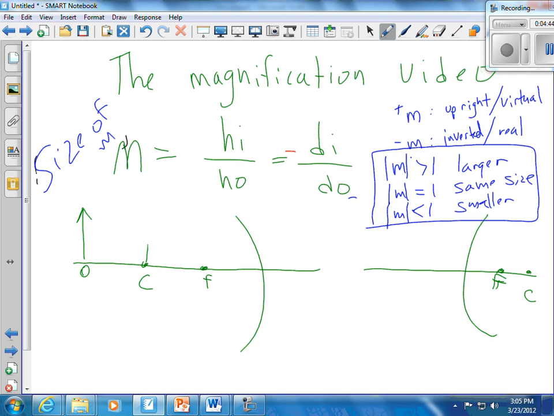If the object is located in these positions, what will the image be?